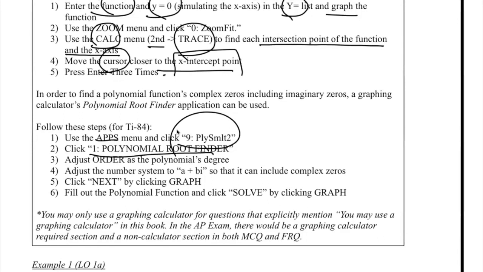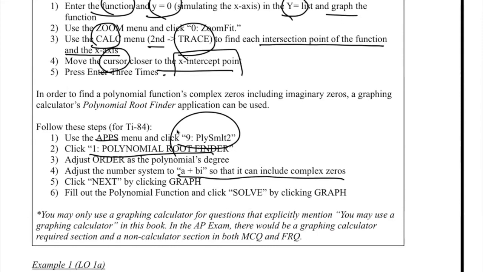of features. You're going to adjust the order to the polynomial's degree. So if the polynomial is a quadratic, you're going to set the order as 2. If it's cubic, you're going to set the order as 3. And you're going to adjust the number system to a plus bi so that it includes complex zeros. Even if you're only finding real zeros, you can still set it to a plus bi, because if the polynomial function only has real zeros, that's all it's going to show you.